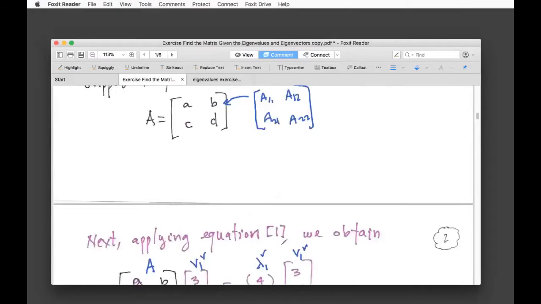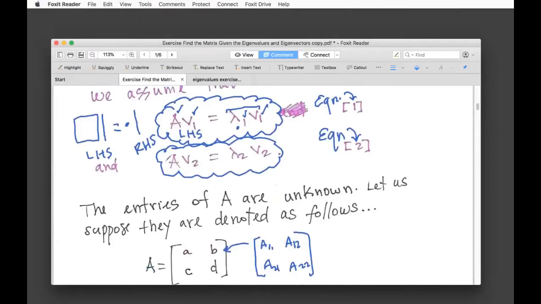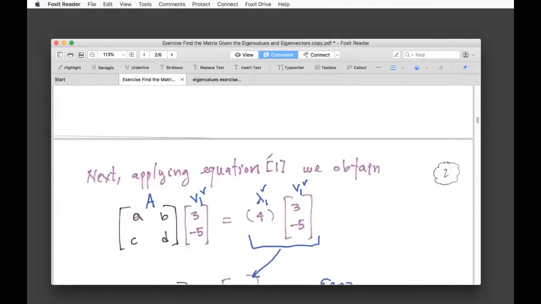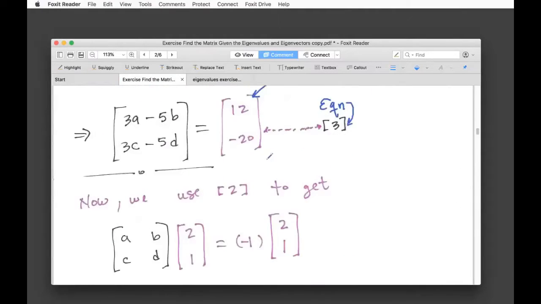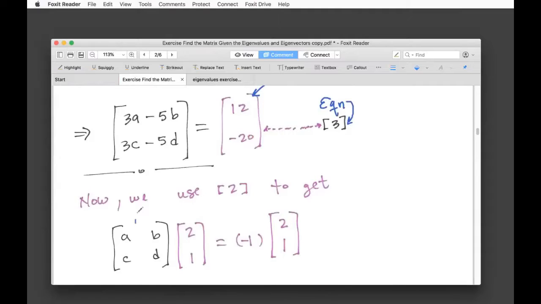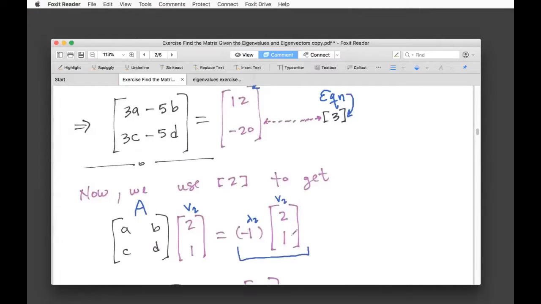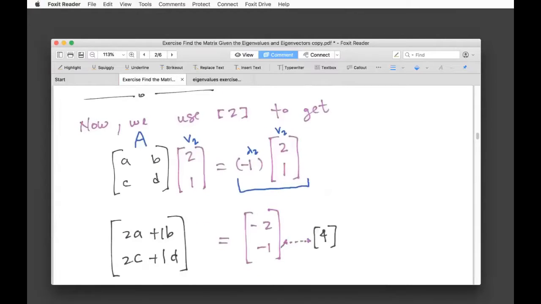Now we use equation 2. Equation 2 was A V2 equals lambda 2 V2. We're going to write the matrix A as A, B, C, D, and here is V sub 2, and on the right-hand side we have lambda 2 and V sub 2. And again, the right-hand side is something that we can right away compute as a vector that is going to have entries -2 and -1.